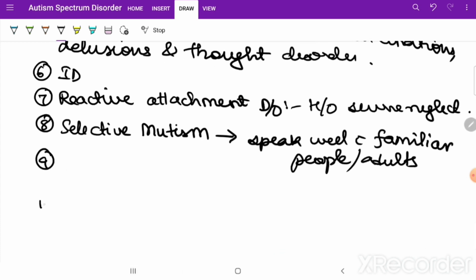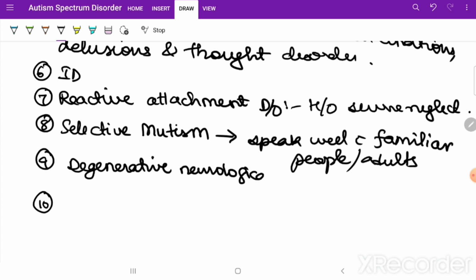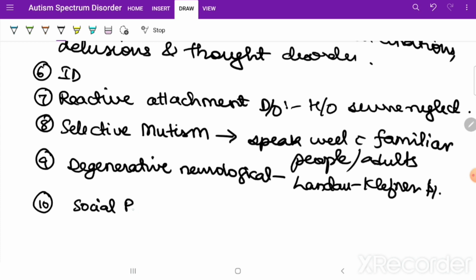Then, the last two, to give you 10 differentials. One is degenerative neurological diseases like Landau-Kleffner syndrome, which is acquired epileptic aphasia. It may resemble ASD to some extent. And the last one is social communication disorder, or pragmatic communication disorder.